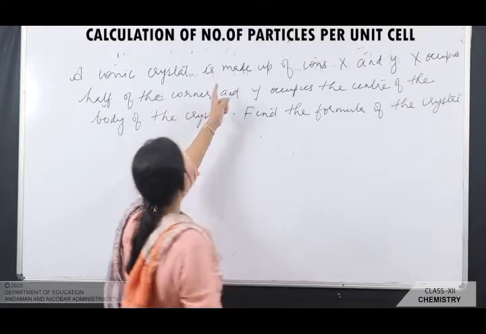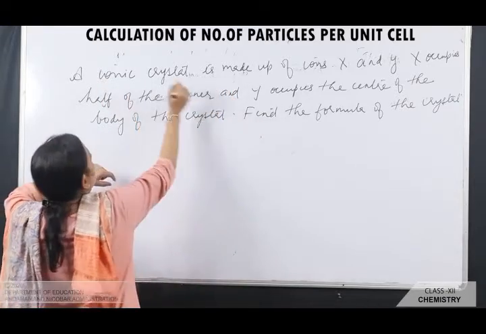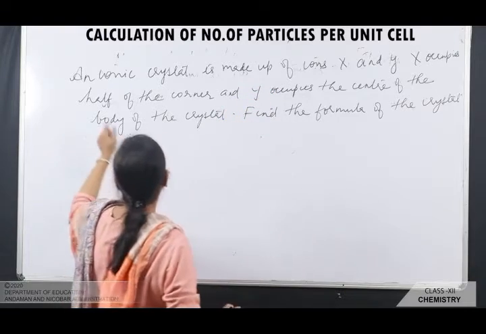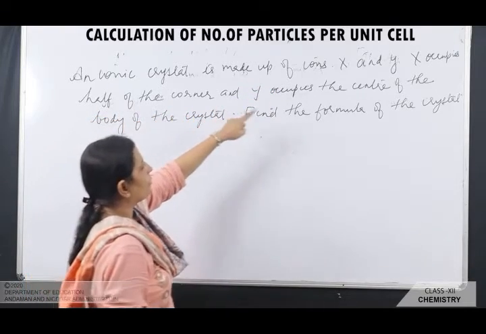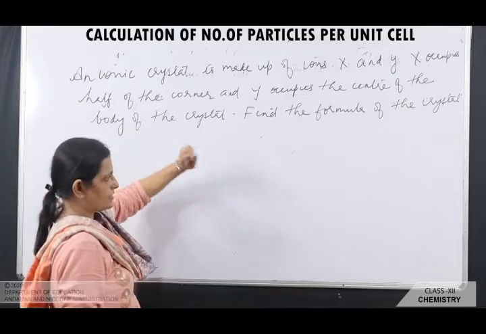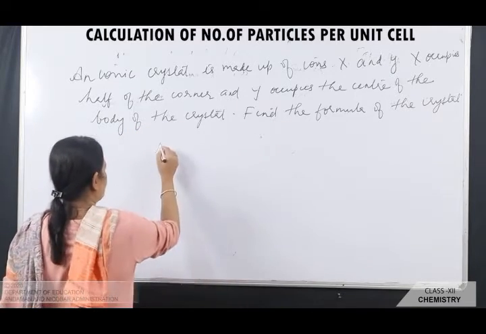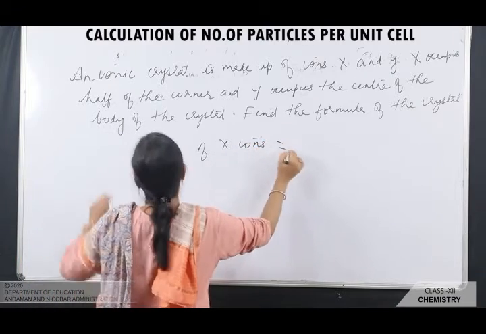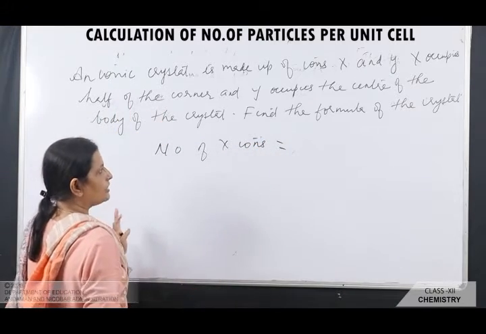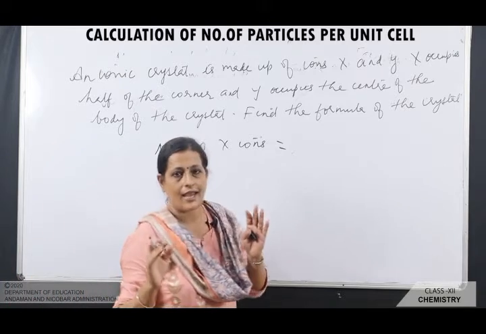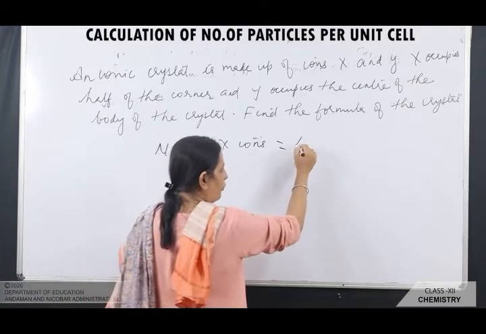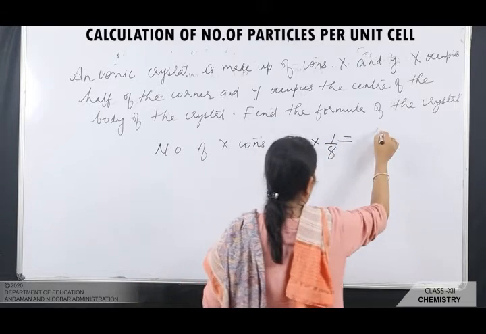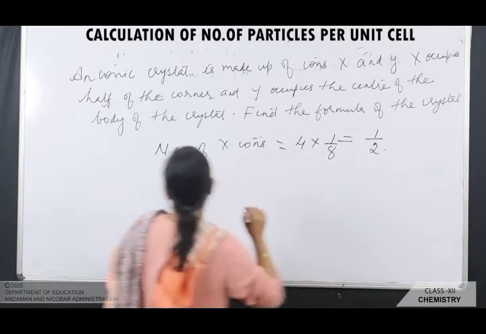So, an ionic crystal is made up of ions X and Y. X occupies half of the corner and Y occupies the center of the body of the crystal. Find the formula of the crystal. So, first you are finding out number of X ions. It's occupying what? Half of the corner. So, how many corners are only occupied? Total how many corners are there? 8. Only half is occupied. So, it will be what? 4. So, 4 into 1 by 8. So, how much it will come? 1 by 2.